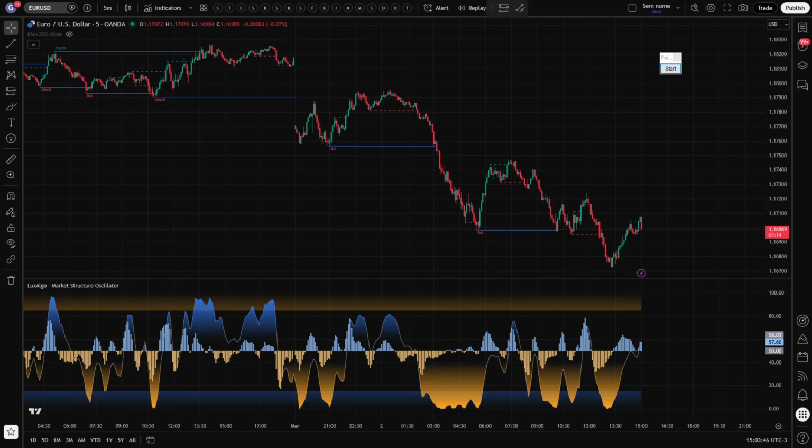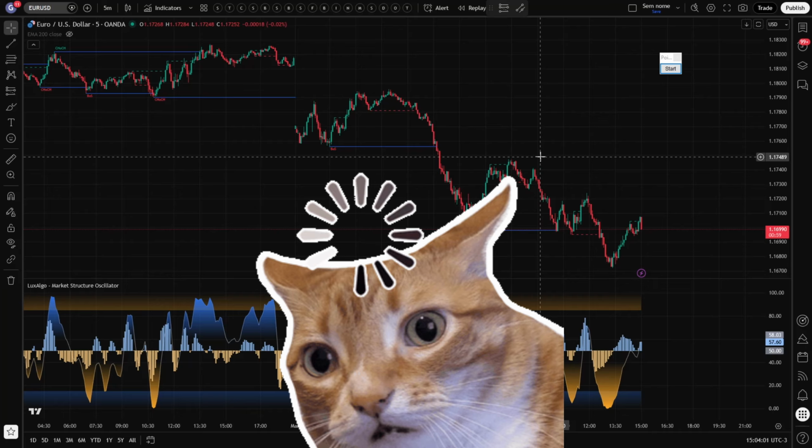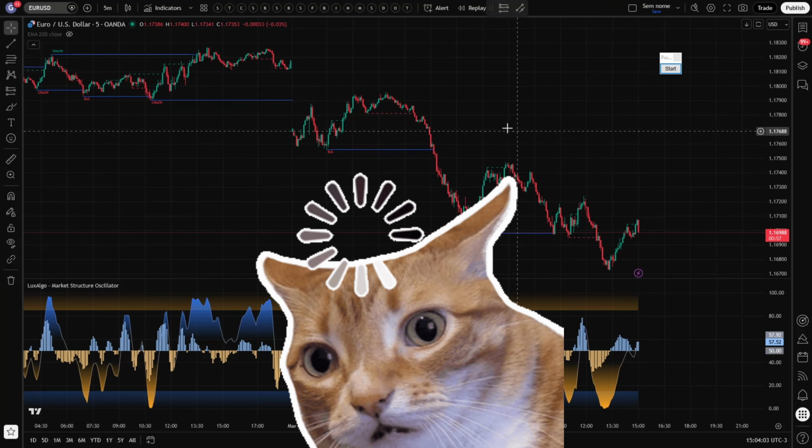It's also important to understand the colors. When the indicator is blue, it's showing an uptrend phase, and when it's yellow, it's a downtrend phase. And how can you actually use this indicator in practice? I'm going to show you exactly how I personally use it.